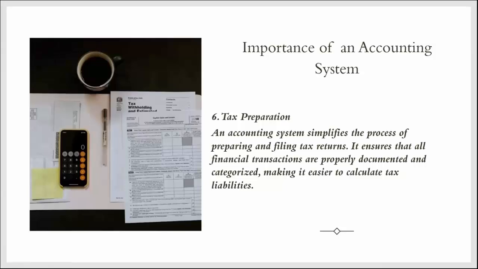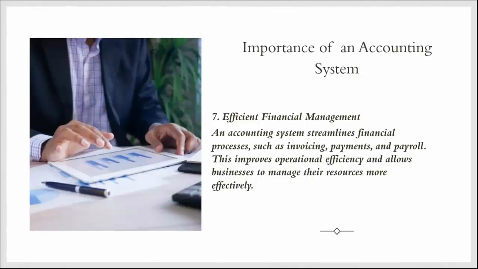6. Tax preparation. An accounting system simplifies the process of preparing and filing tax returns. It ensures that all financial transactions are properly documented and categorized, making it easier to calculate tax liabilities. 7. Efficient financial management. An accounting system streamlines financial processes such as invoicing, payments, and payroll. This improves operational efficiency and allows businesses to manage their resources more effectively.